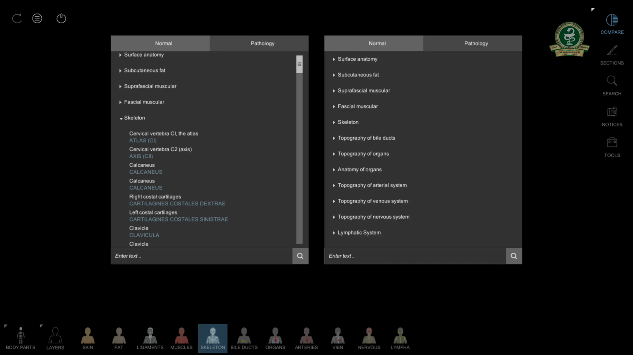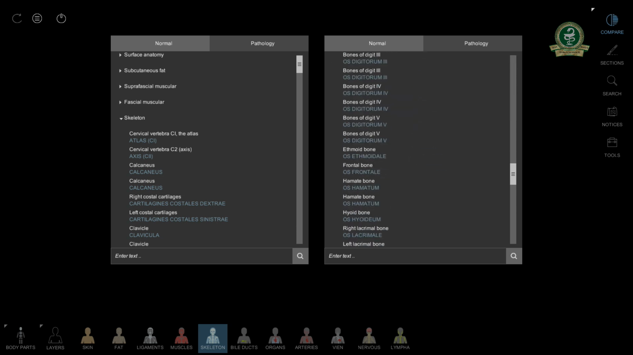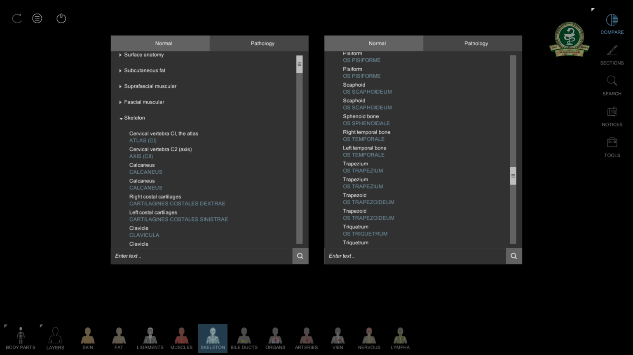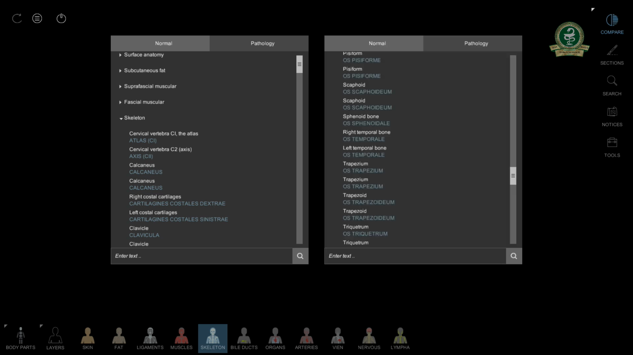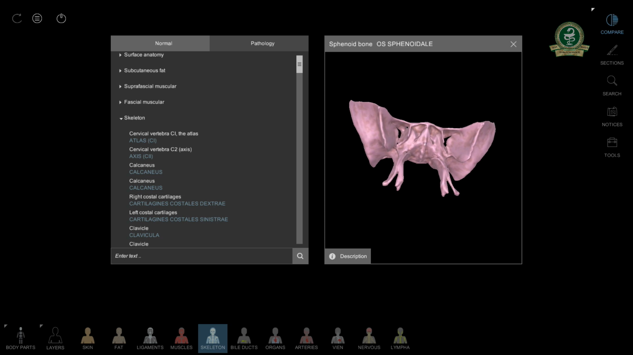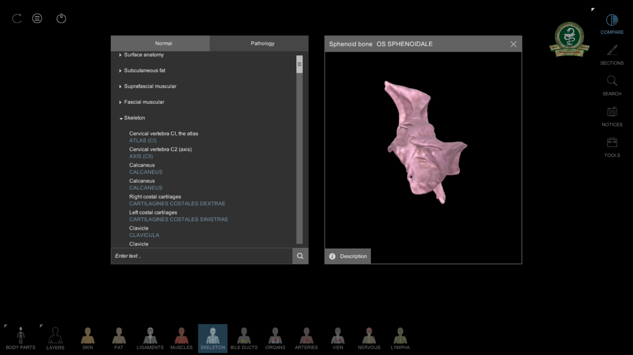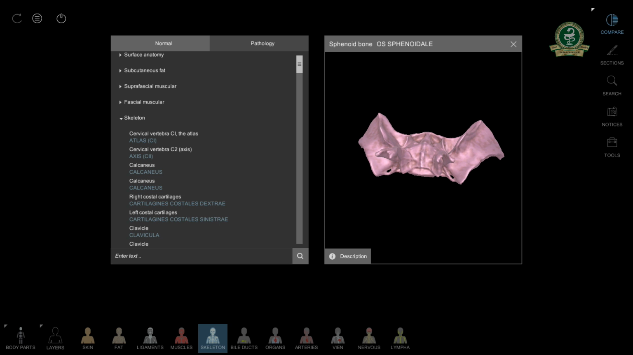Where is the skeleton? We must find the sphenoid bone. Oh, it's not that one. This one. And you can see here it forms a bat with outstretched wings. We have wings. We are drawing the wings. This one we have bigger wings, greater wings, and lesser wings.